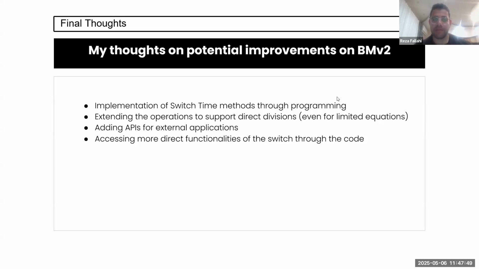Maybe adding some kind of APIs for external applications to our BMV2, since BMV2 is simple and software-based, and I really like to work with it. Maybe providing some APIs to actually be able to work with, for example, external AI modules. That would be a really great idea.